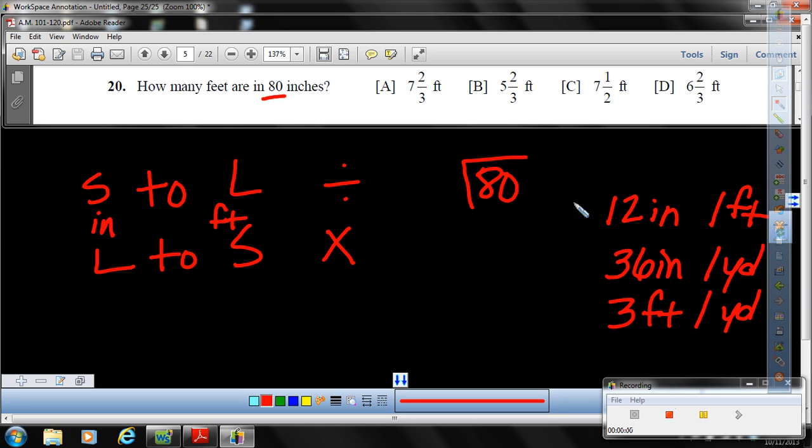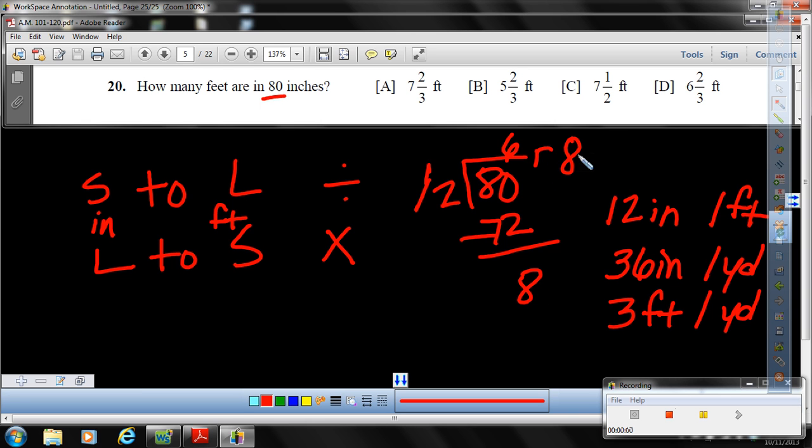Alright, so we need to ask ourselves, how many inches are in 1 foot? Well, there are 12 inches in 1 foot, so we are going to divide by 12. 12 can go into 80 6 times, I believe. 6 times 2 would be 12. Carry our 1. We would subtract, and we would get remainder 8.